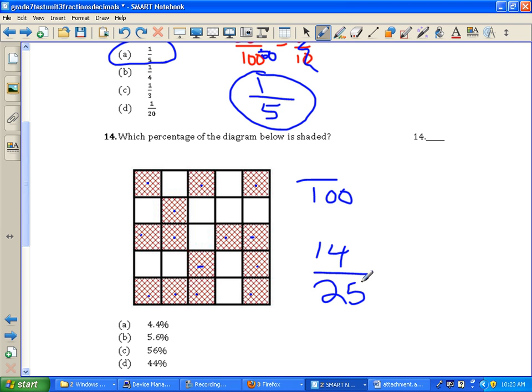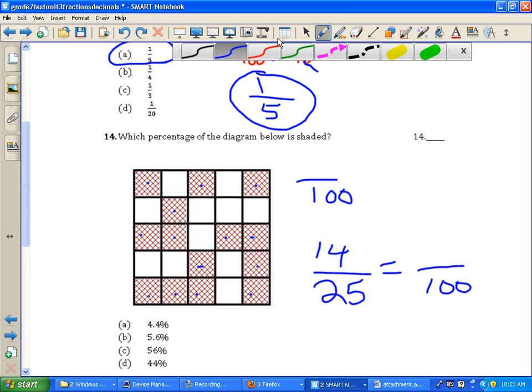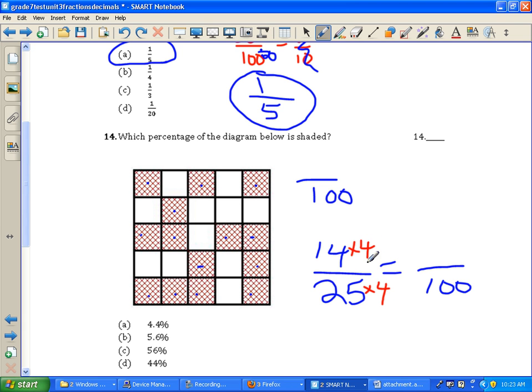Now if only that was not out of 25, but it was out of 100, then we could easily change that to a percent. Well, that's easy to do. All you have to do is multiply that 25 by 4, like 4 quarters, gives you 100. So times that by 4. So what's 14 times 4? I can do that on the side here.